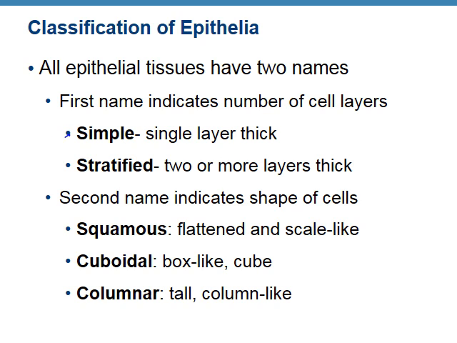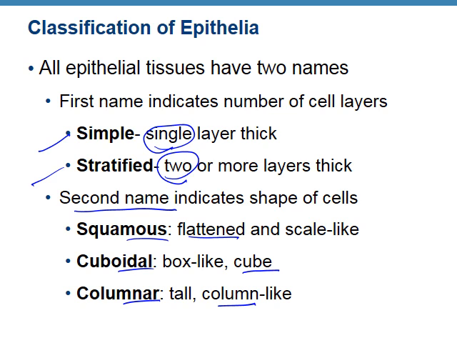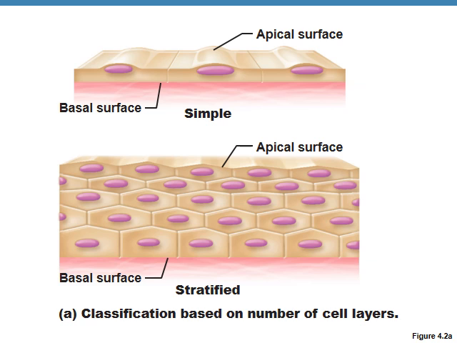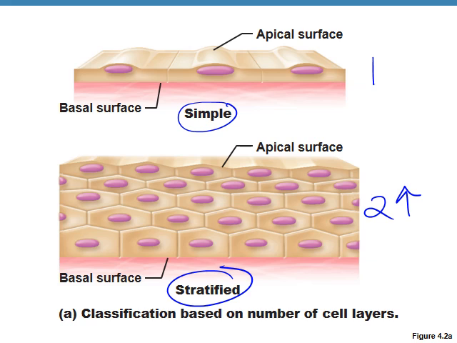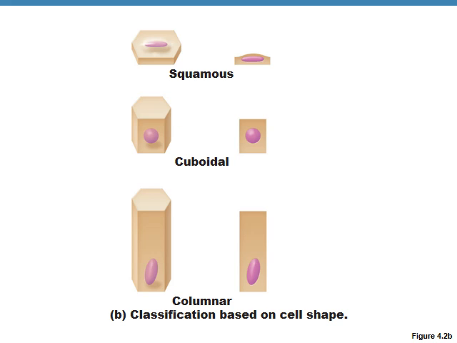Classification of epithelial. We have simple and stratified. So simple is single layer, stratified is two or more. And then the second name, we say what it looks like. Is it flattened? Is it cube? Is it column-like? So here's an example of simple, which is one layer. Here's an example of stratified, which is two or more. Here's an example of the squamous or the flat. Here's the cube-shaped, and here's the columnar-shaped.